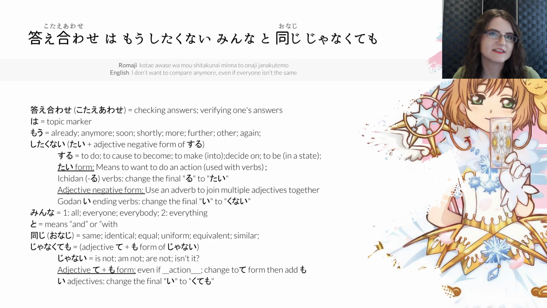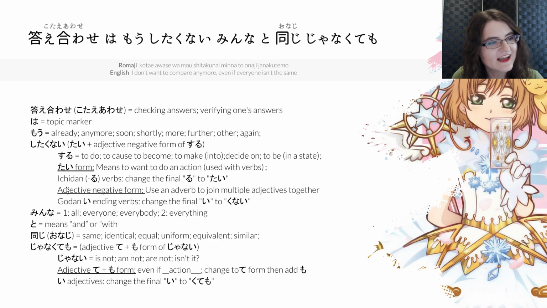And, like, before we were just talking about in the last video that she's saying she knows that, like, not everyone is the same, but she kind of unconsciously, by mistake, keeps comparing herself to others. So this is kind of just reiterating that. It's like, I don't want to keep checking my answers. I don't want to compare myself to other people.